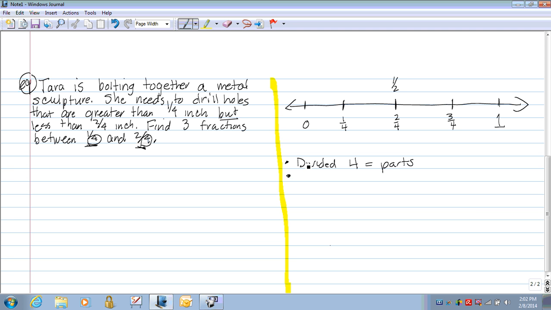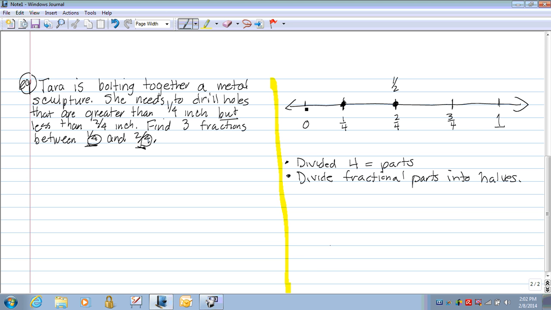We have to look, they want between 1/4 and 2/4. Do you see right now 3 fractions that are between 1/4 and 2/4? And the answer is no. So then we have to divide our fractional parts again into halves.